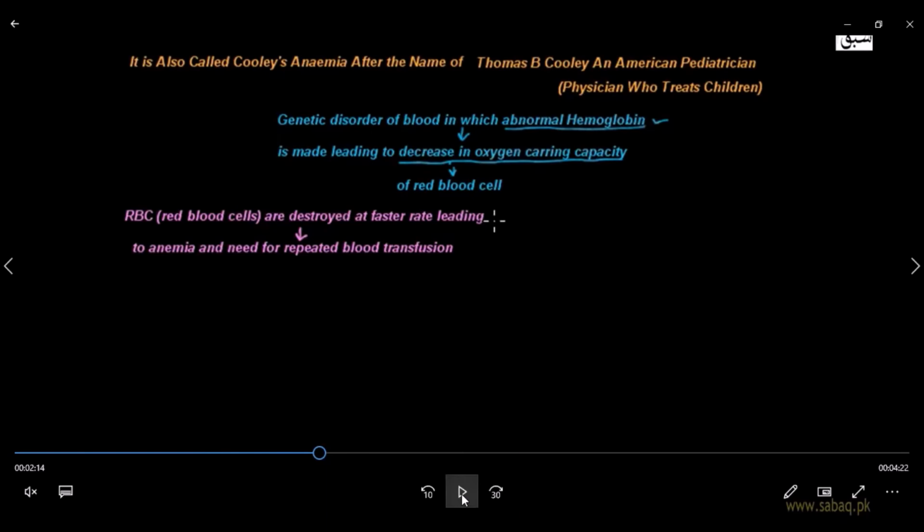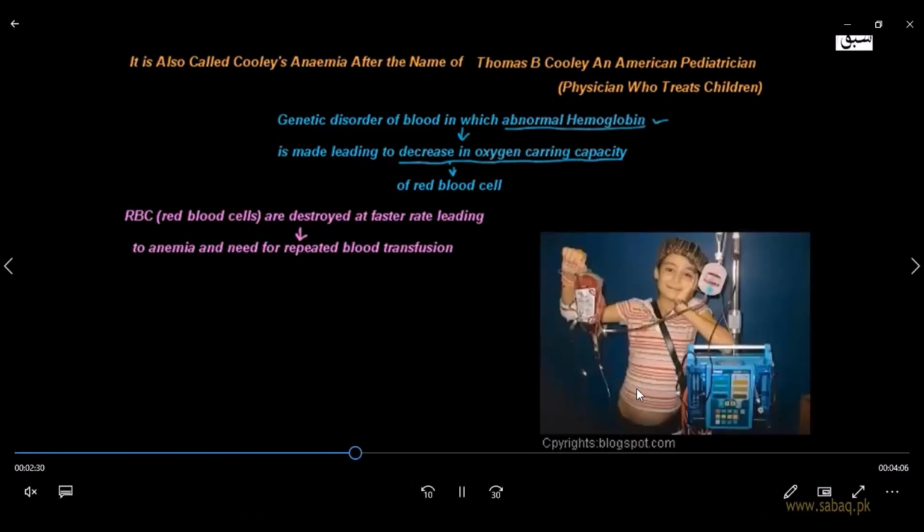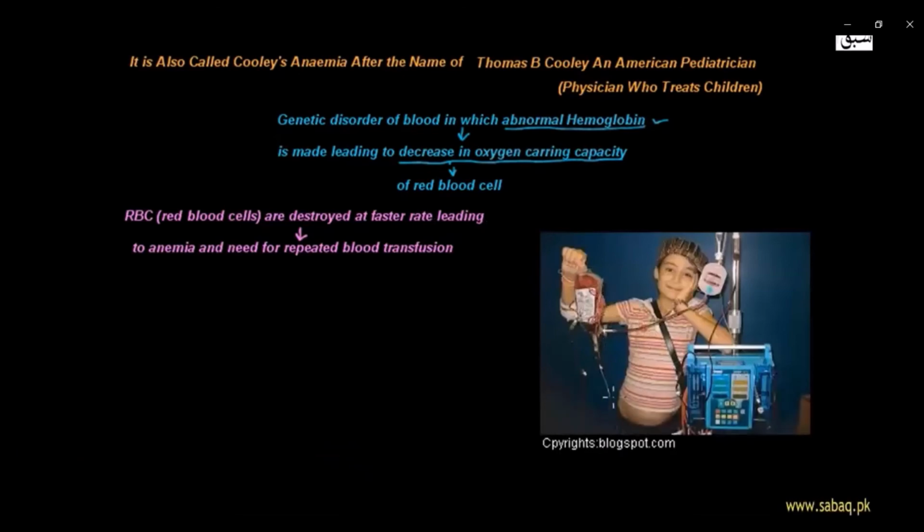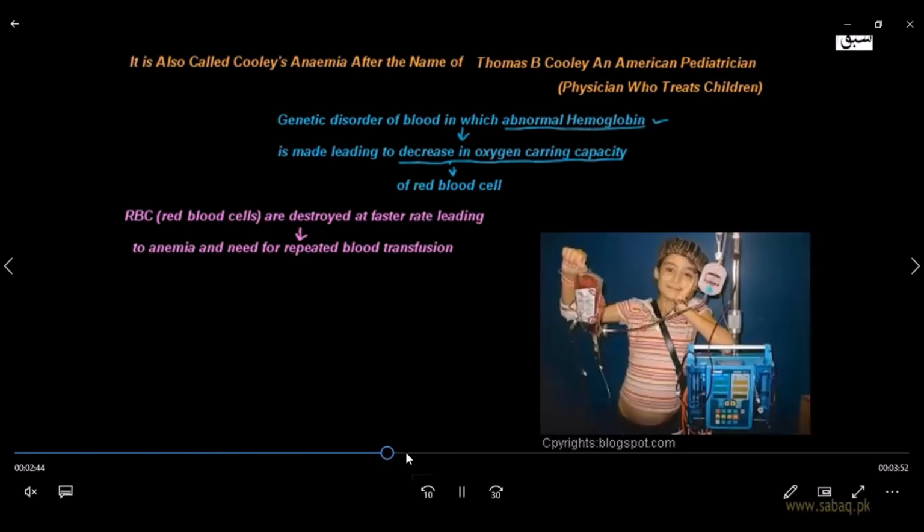So like leukemia, this patient also needs to have a blood transfusion, that is red blood cells, from a normal person. Otherwise, the person might have difficulty in surviving. As you can see in the picture, the patient who is having thalassemia usually has to, every other day, transfuse normal blood to get the normal RBCs for proper functioning. And this is a very expensive process.